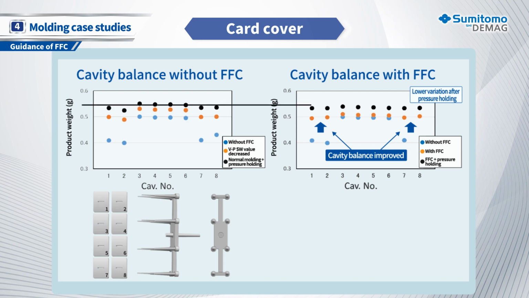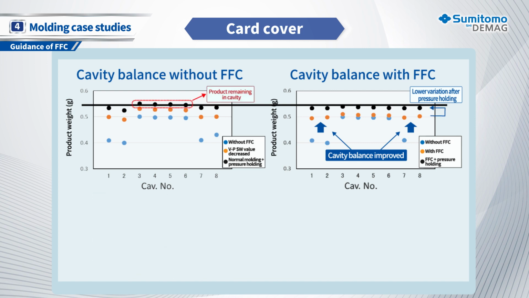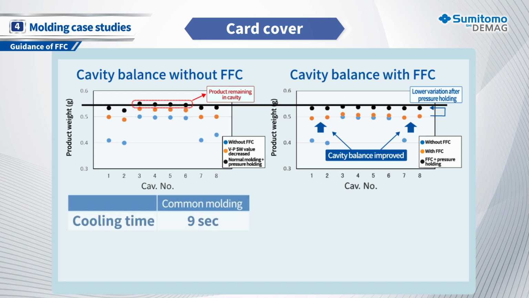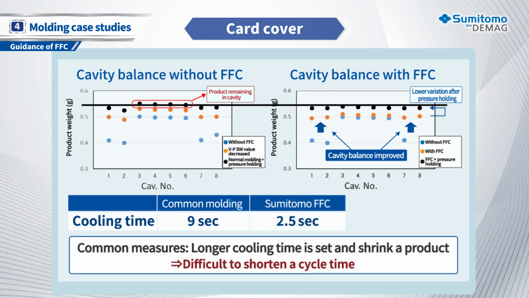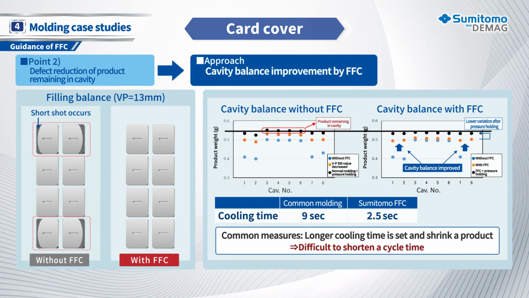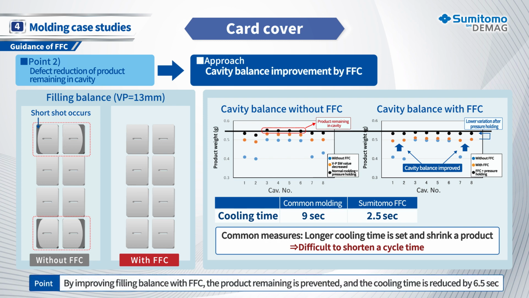Assuming the black line on the figure is the boundary where the cavity remaining defect occurs, the product in the center, which was overpacked by conventional molding, will remain in the cavity. A common measure to prevent this is to increase the cooling time, but using FFC eliminates the need for this, so it is possible to reduce unnecessary cooling time. In this case, it was possible to shorten the cycle by up to 6.5 seconds, which greatly improved productivity.